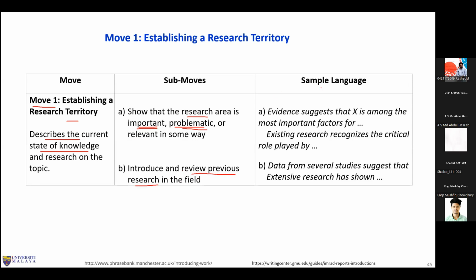And some sample languages are shown. For instance, in sub move 1, you could say evidence suggests that X is among the most important factors, and so on and so forth. About type B, about the review: data from several studies suggest that extensive research has this and this. So these are the typical language that you may use to describe the first move, move 1.